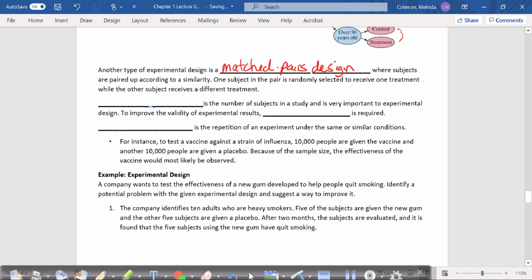Sample size is going to be important, and you'll see soon why sample size is important. But that's the number of subjects in a study, and it is very important to the experimental design. To improve the validity of experiment results, we also replicate the experiment. And so all of this is to help us get a better design in our statistics.